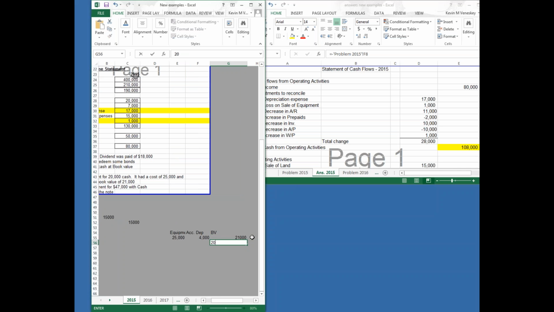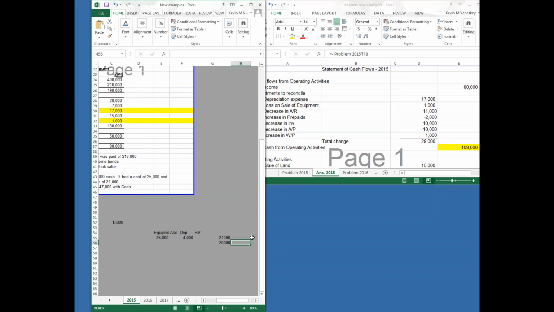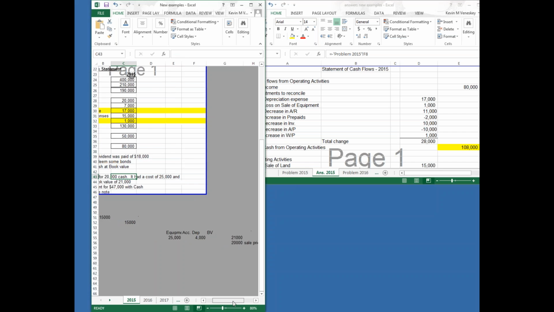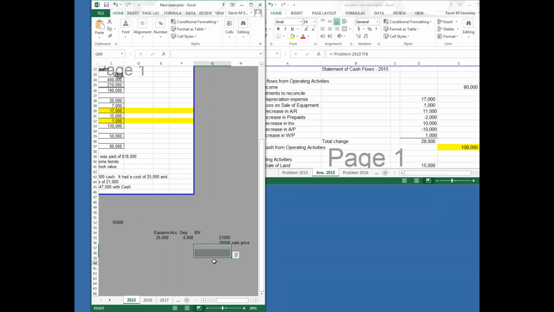If I have a sale price of $20,000, that's what it tells me in my example here. I sold it for $20,000. These two together are going to tell me if I had a gain or a loss. And it's also going to do that when I do the journal entry. But we can go ahead and do it here.